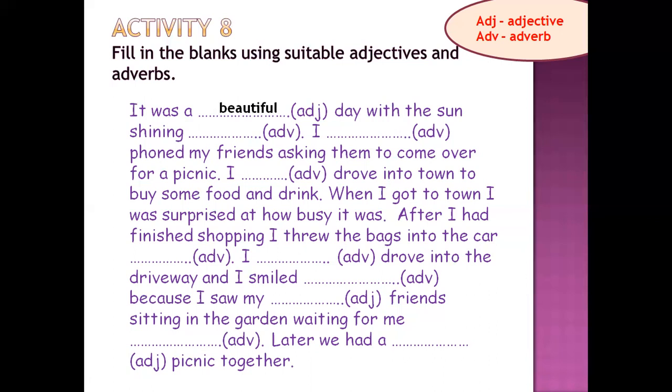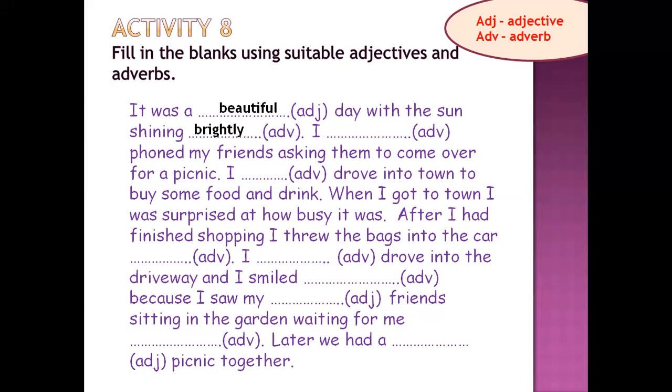It was a beautiful day. Or you can use it was a fine day, fine, beautiful, whatever, a suitable one. It was a beautiful day with the sun shining. Sun is shining how? Adverb. How? Brightly. You can use some other words, but I have used brightly.